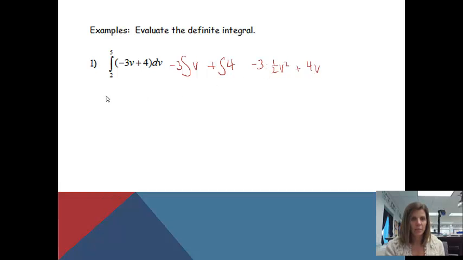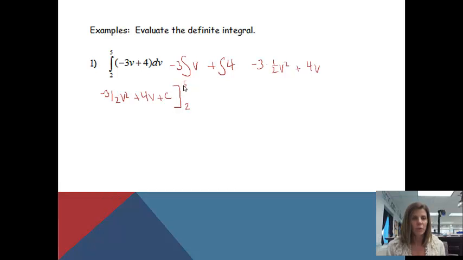If I simplify that, I'll end up getting -3/2 v squared plus 4v plus c. And now what I'm going to do is evaluate it at 5, evaluate it at 2, and subtract. The way that we show that is we put these little brackets, and I would like you to get used to doing that because the AP readers definitely like it when we do that. So we're going to put a 5 and a 2.